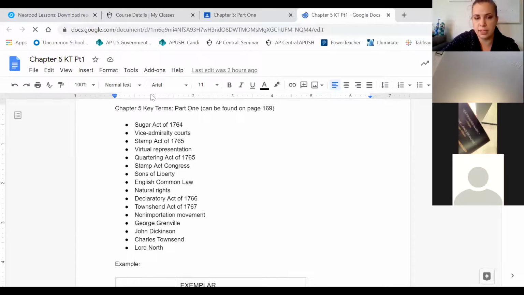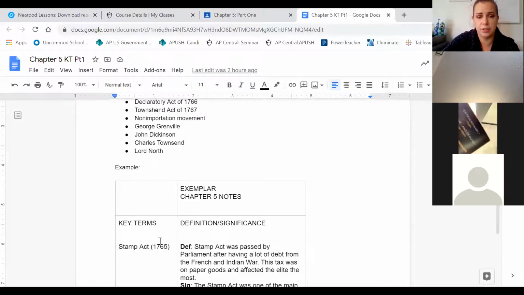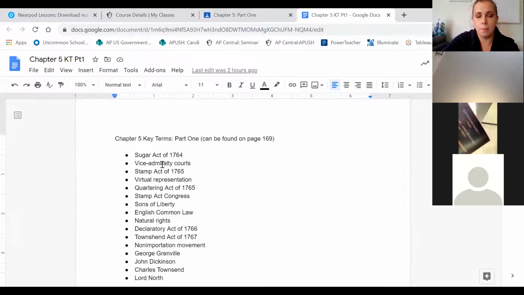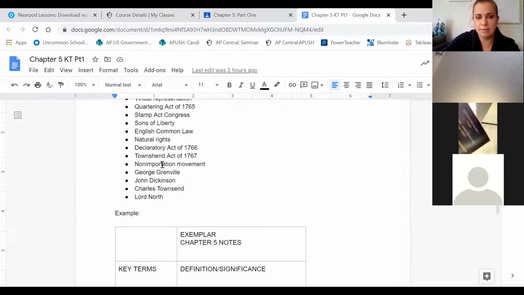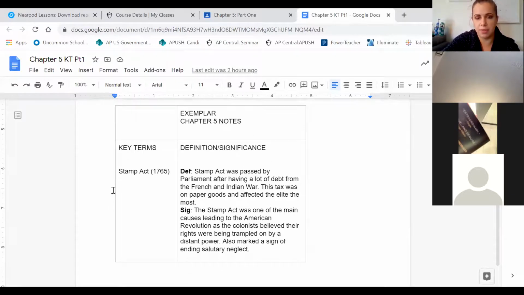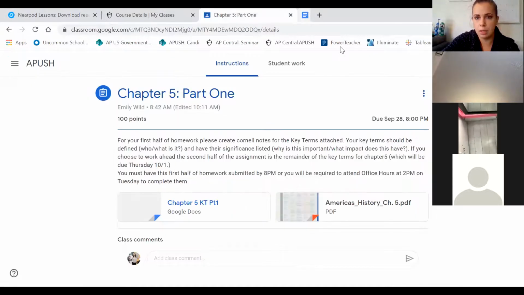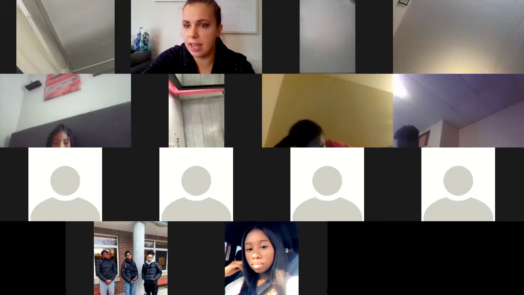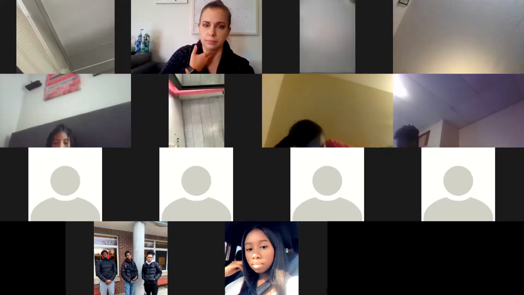So you will have a list of key terms. This is what APUSH has to have done. And these are the key terms that need to be written into Cornell Notes by Monday evening. And then I will also have the example of what it should look like underneath it. I'm going to stop sharing. Please raise your hand if you have any questions.